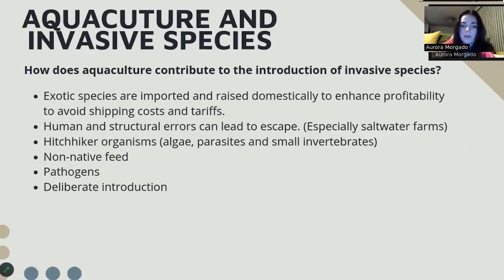failure or human error. Other issues are hitchhiker organisms, things like algae, parasites, or tiny invertebrates that attach to equipment, feed, or even the fish themselves. They can get released accidentally and start reproducing in the wild. Then there's non-native feed and pathogens that come along with it, or even deliberate introduction where new species are added to try to control pests but end up becoming invasive themselves. All of these entry points mean aquaculture has become a key vector for the spread of harmful species, often unintentionally.